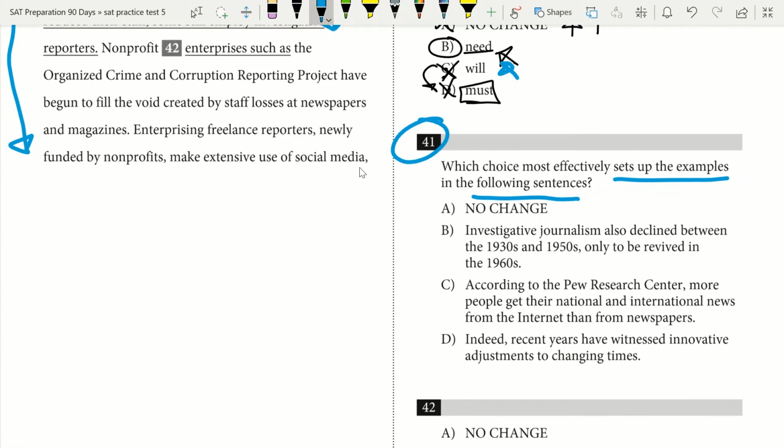So if you're asked which choice is going to effectively set up the examples in the following sentences, go ahead and skip that sentence and go down to those examples and read those first, because you're just wasting time if you read 41, because you're probably going to end up changing it.